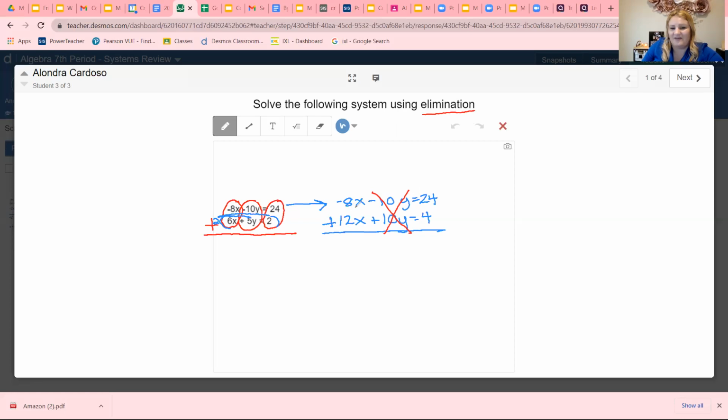Then I have a negative 8x plus 12x. So that's going to give me a positive 4x equals, I have a 24 and a 4. So it's going to be 28. So I'm going to divide by 4, and my x is going to equal 7.